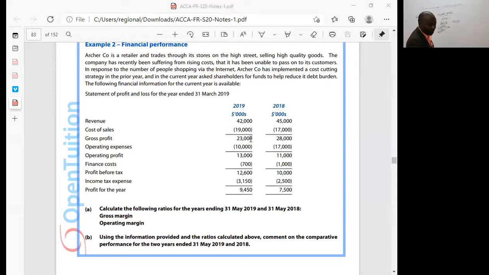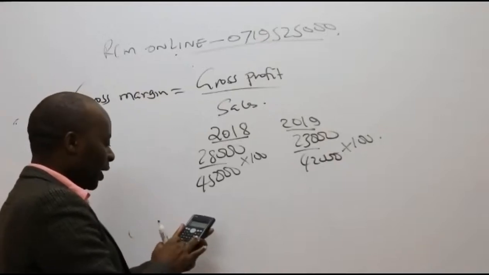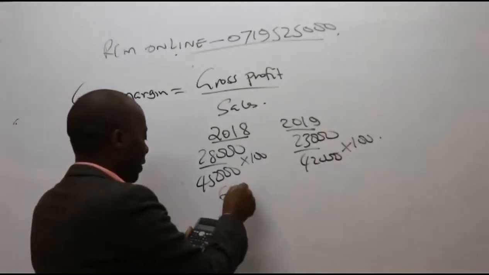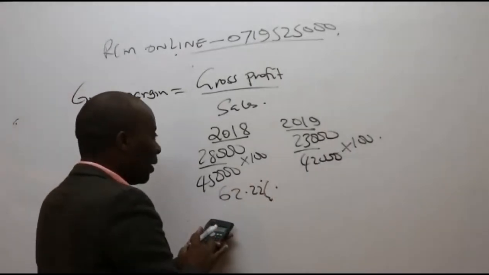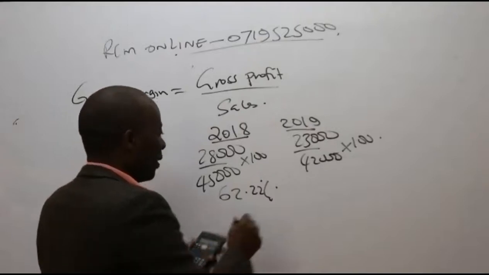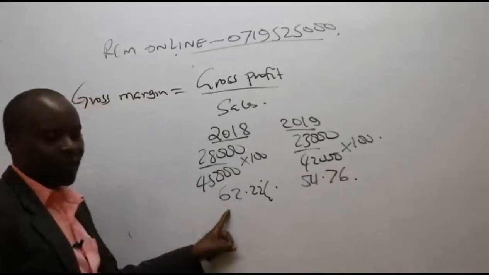How about the year 2019? It will be 23,000 divided by 42,000 times 100. If I do it this way, what am I going to get at the end of the day? We have 28,000 divided by 45,000 times 100, which gives me quite a high one, 62.22%. And 23 divided by 42 times 100 gives me 54.76%. So I can see my gross profit margin reducing with time.